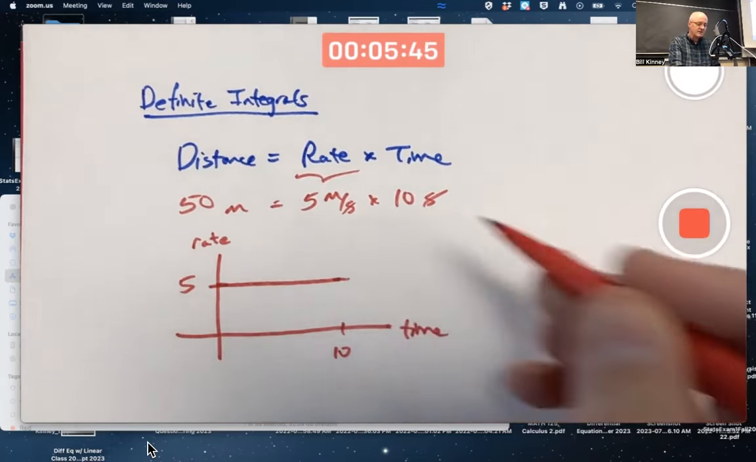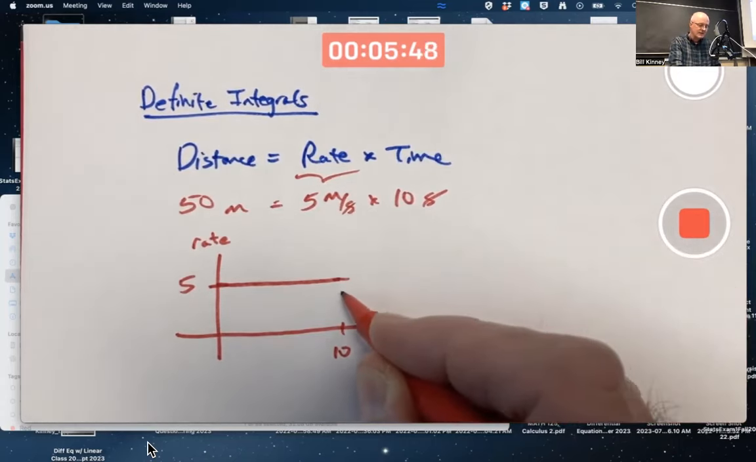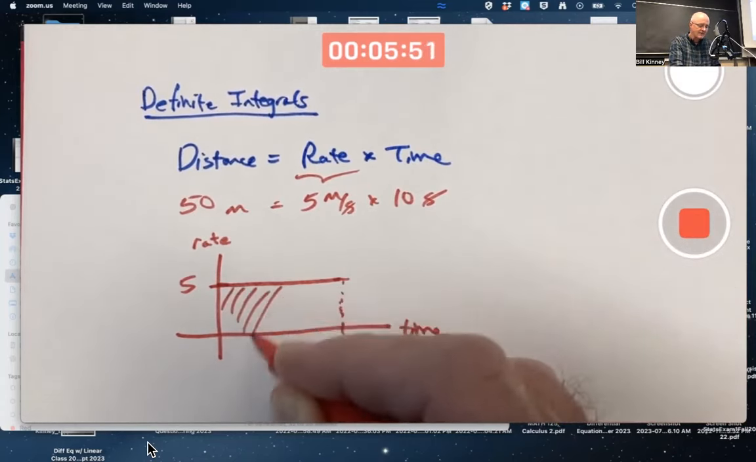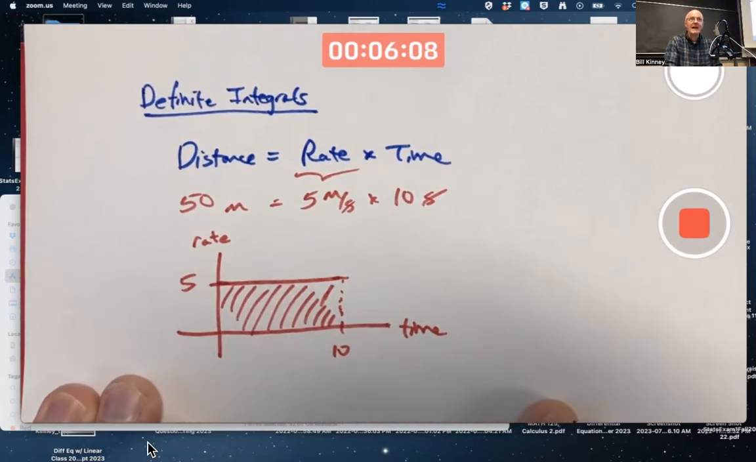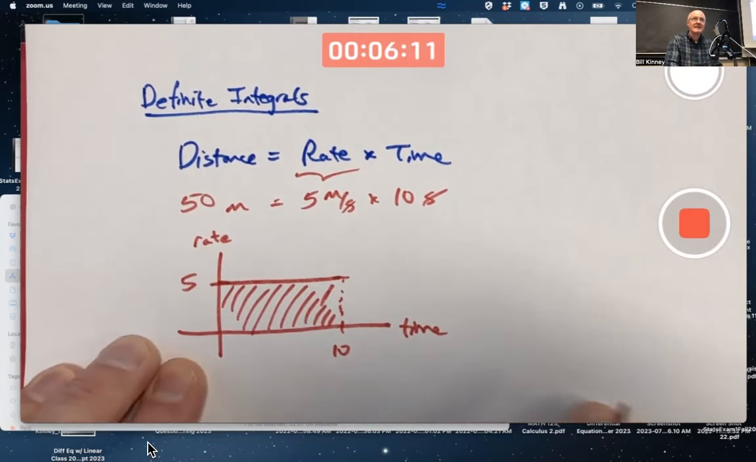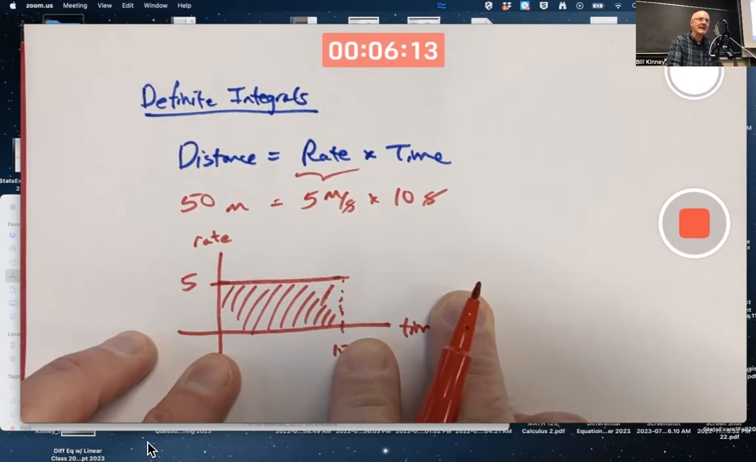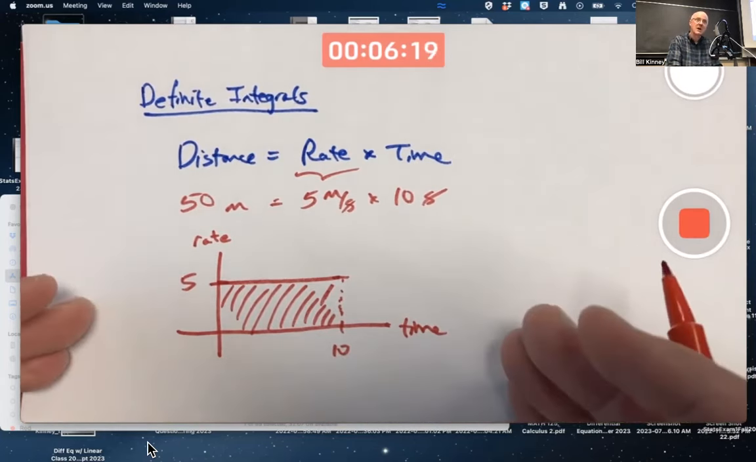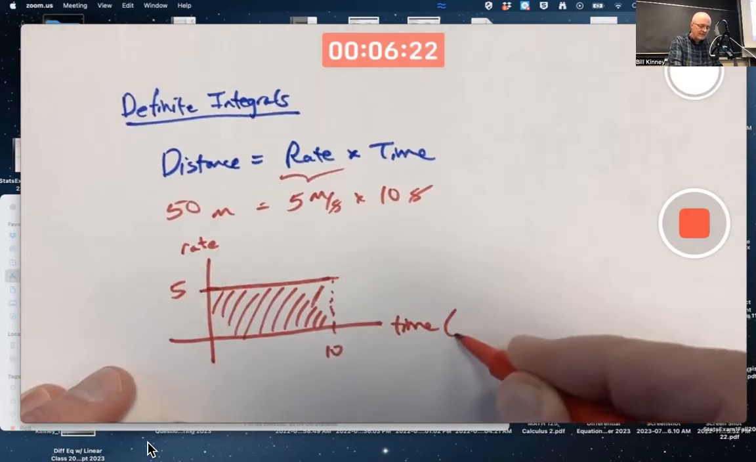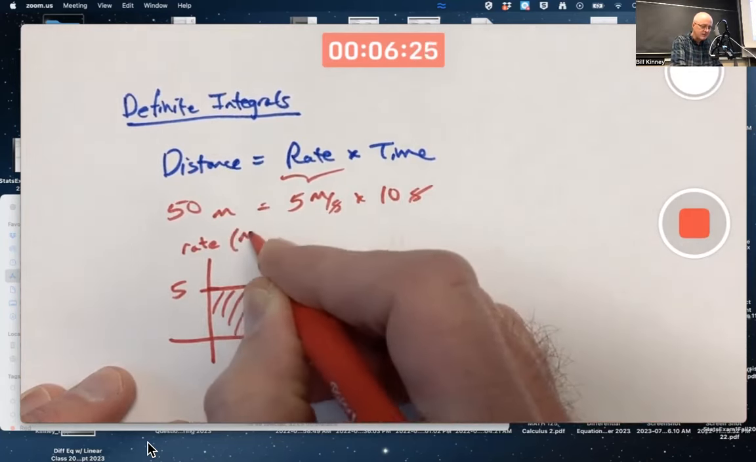And then this product, 5 meters per second times 10 seconds, is really the area under this graph over this interval from 0 to 10. Now, the units of this area are meters. And you say, wait a minute, how can area have units of meters? Wouldn't it be meters squared? Yes, the literal drawing, if you were measuring distances in meters, would have an area equal to something in meters squared. However, as far as the interpretation with the application goes, we think of time as being in seconds and the rate as being in meters per second.